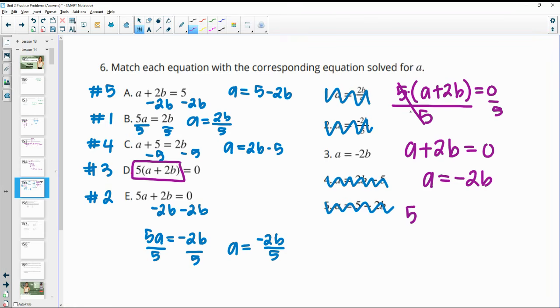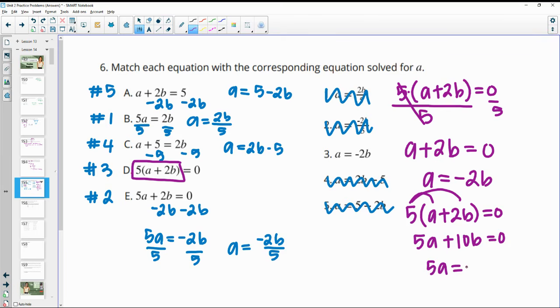You can also, if you don't realize that that's a thing, distribute the 5. So you could distribute the 5 into both these terms, in which case you get 5A plus 10B equals 0. So then you would subtract 10B from both sides. And then you could divide by 5, and that's going to come up with that negative 2 also. So just a couple of strategies there.